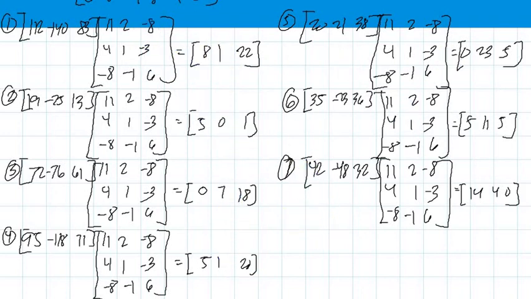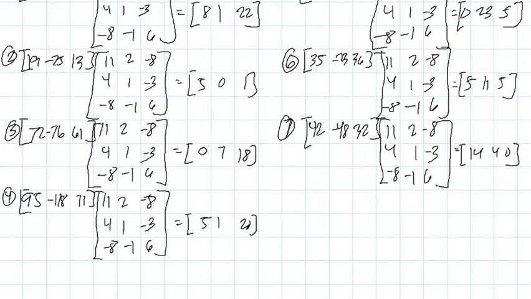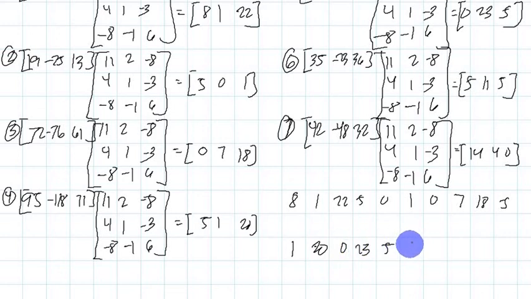So let's place them here. So we'll have first 8, 1, 22, 5, 0, 1, 0, 7, 18, 5, 1, 20, 0, 23, 5, 5, 11, 5, 14, and 0 at the end. So all the zeros are spaces, just like that.